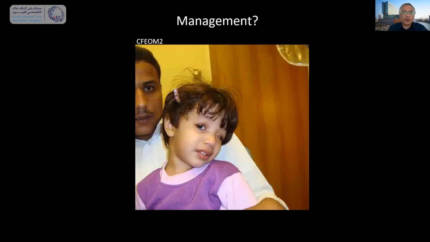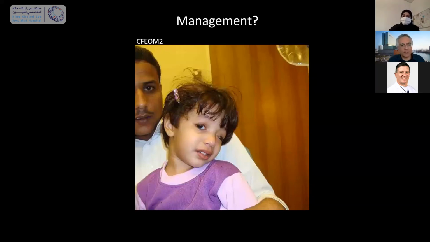In CFEOM2, this is another defined phenotype. They have huge exotropia, much bigger than CFEOM1. It's in the horizontal plane. They have ptosis, they have ophthalmoplegia, they have pupillary abnormalities. This child has CFEOM2. How do we manage this patient? Again, the standard recess resect, the standard tables, leave them in the other room. Don't bring them to the operating room. They don't work in these cases.